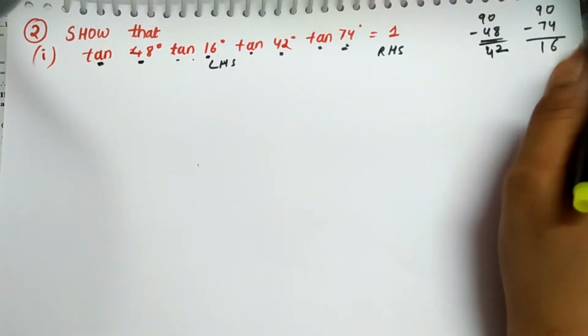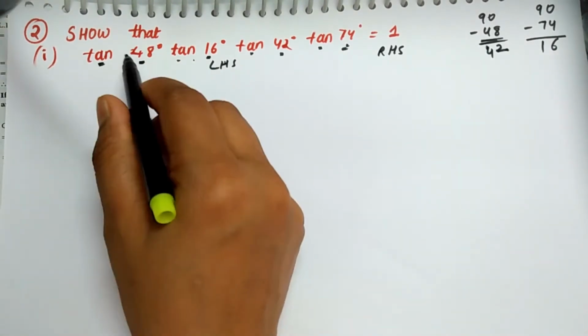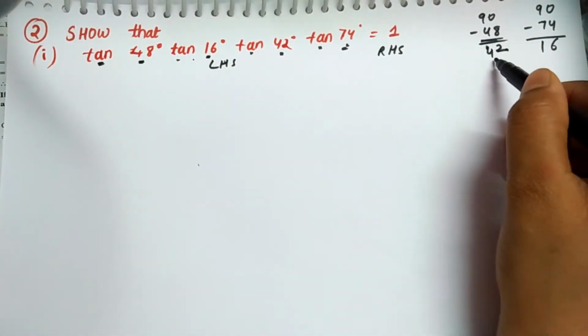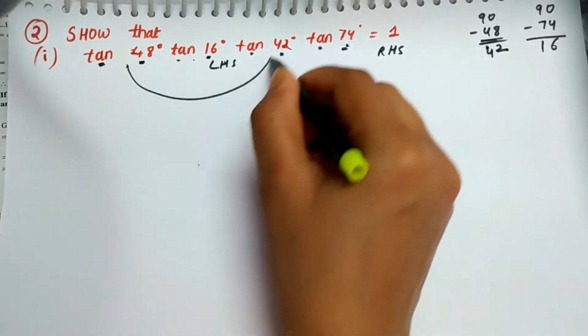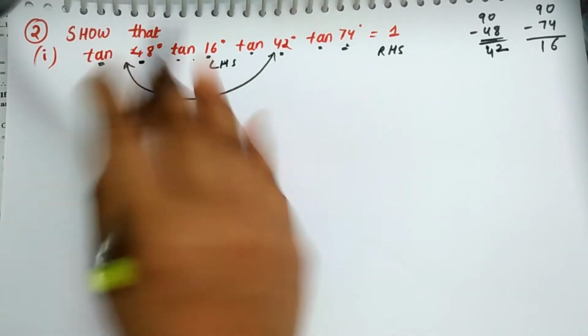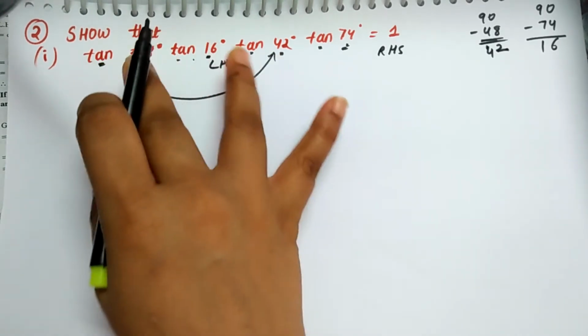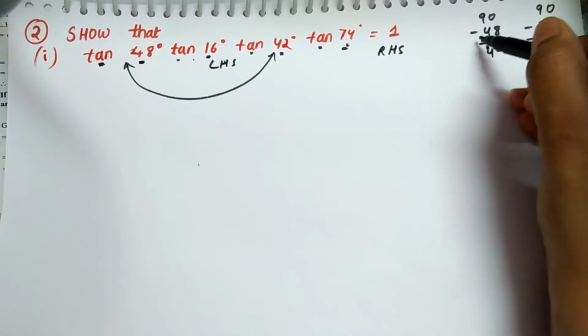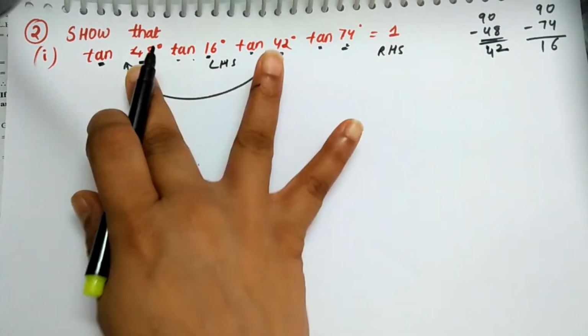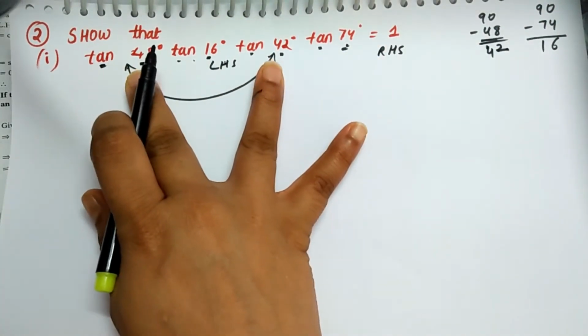Okay, what we are getting, we are just taking one of the angles. 90 minus 48, what are we getting? 42. So we can establish some relationship between these two angles, right? Because the theta's value is almost complementary. 90 minus 48 is nothing but 42. We can establish a relationship between these two things.